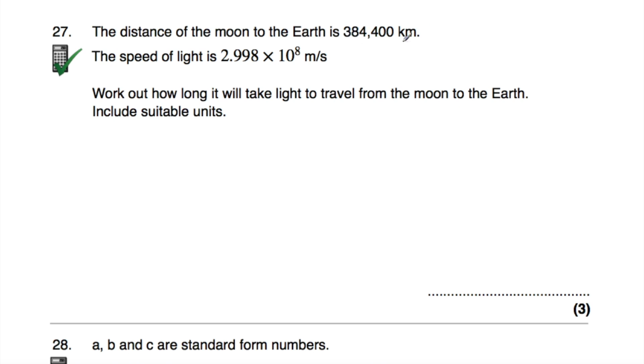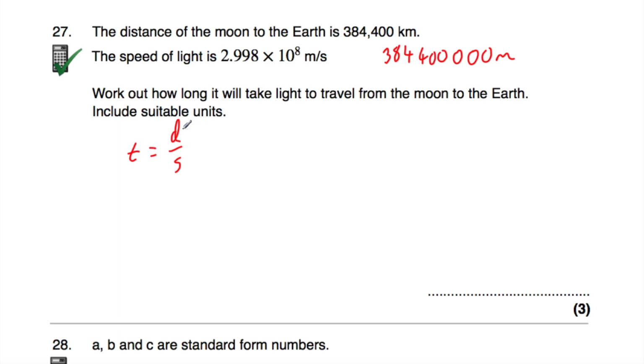So let's change the distance into meters. It's in kilometers, so let's multiply that by 1,000. So that'll be 384,400, that's kilometers. We're going to times by 1,000, so we'll add on 3 more zeros, 1, 2, 3 meters. So that's the distance between the Earth and the moon in meters. Now we're going to divide the distance by the speed, because time is equal to distance divided by speed. If you divide the distance by the speed, you'll get the time.